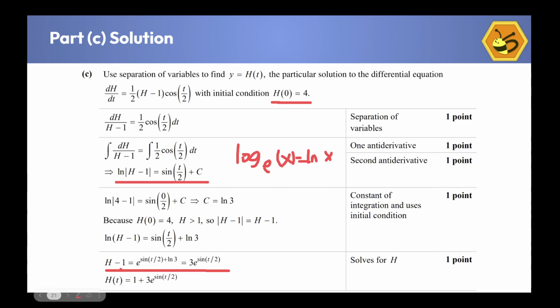Oh, they moved 1 to the right side. So they moved 1 here. So we have 1 plus. And h changes to h of t because it is a function, and for abbreviation, just put h there. Algebra steps there.